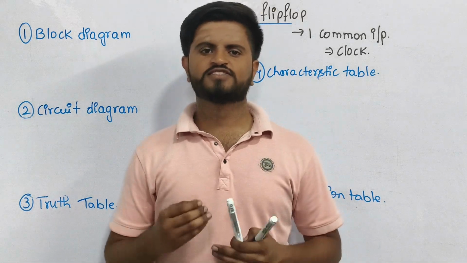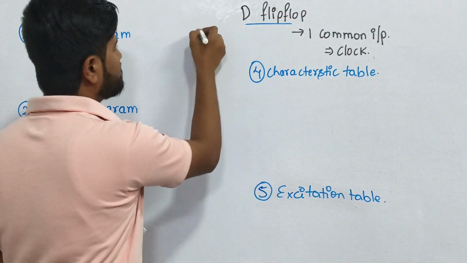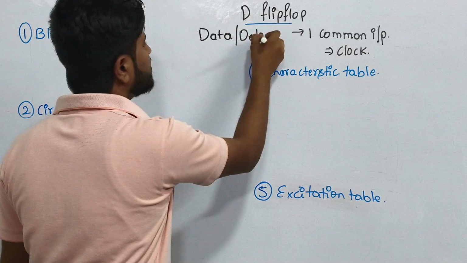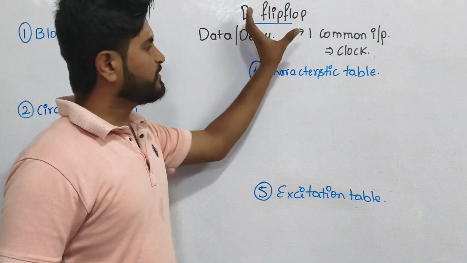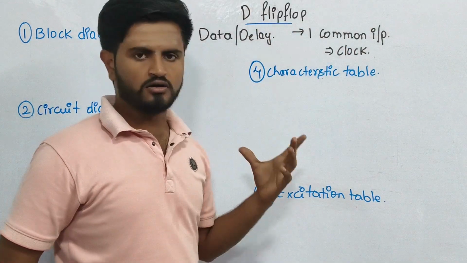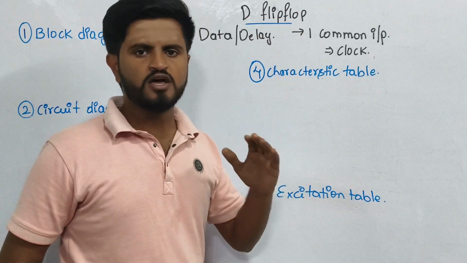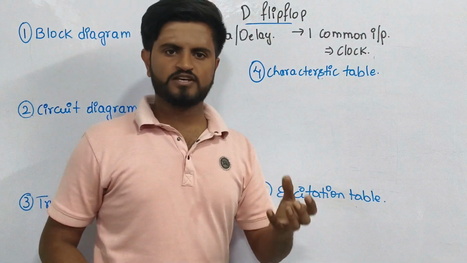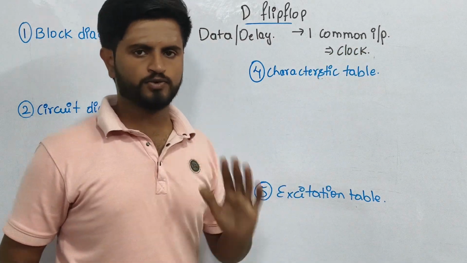Everyone, in this video let's discuss the D flip-flop. You can call D flip-flop as data or delay flip-flop. So we also know that in all types of flip-flop we will be having one input as common input, that is clock. So clock will be acting as a common input in all the types of flip-flop, whether it may be D flip-flop, toggle flip-flop, JK flip-flop, SR flip-flop. In all types of flip-flop, clock is the one common input.